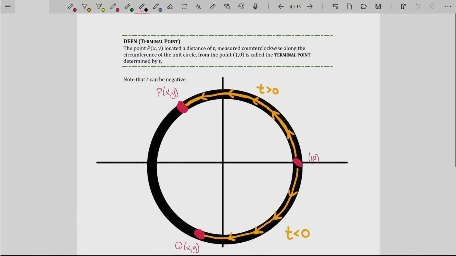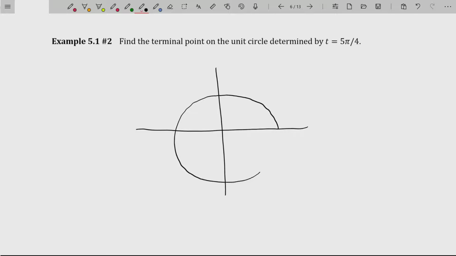Bringing it back to the previous page, that just means that if you were to measure out the entire distance all the way around, you would measure out 2 pi units, which is roughly 6.28 units. So let's go ahead and use that information to help us determine the terminal point on the unit circle, determined by t equals 5 pi over 4. So we have some unit circle, and I'm not going to be perfect this time about it. I'm just going to chicken scratch a unit circle out.